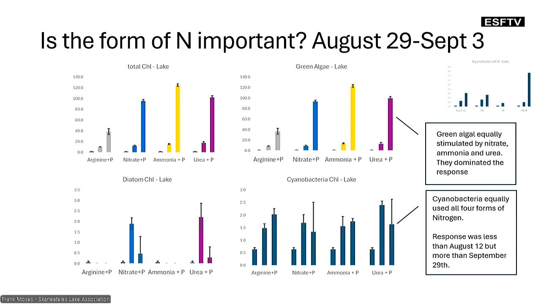If you look at the green algae, they grow fine with nitrate, they grow fine with ammonia, and they grow fine with urea. So they can easily use all three forms of nitrogen. Diatoms, interesting, didn't like ammonia. For some reason, they definitely did not grow well in our ammonia addition. And the cyanobacteria, they're equal opportunity consumers, right? They can use just about any nitrogen form that got stuck in there. If we gave them arginine, nitrate, ammonia, or urea, all of those were fine for causing increased growth.